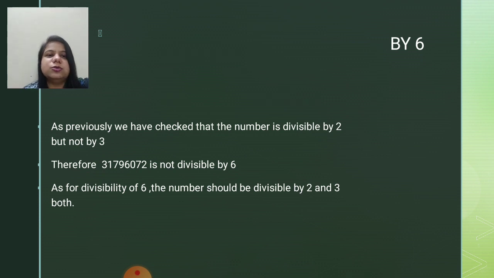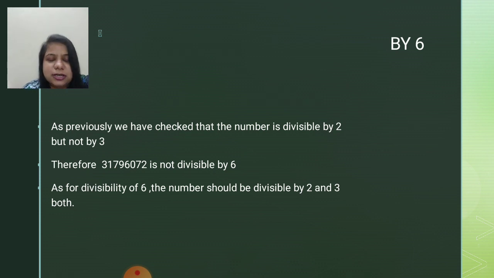Now next we need to check the divisibility of this number by 6. We have done it earlier also. To check divisibility by 6, the number should be divisible by both 2 and 3. We have checked earlier the divisibility by 2 and 3 of this number and we came to know that this number is divisible by 2 but this number is not divisible by 3. So the full number will not be divisible by 6.